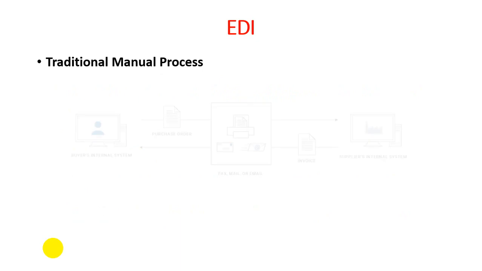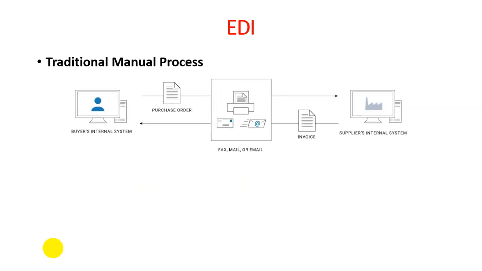Traditional manual process. So what was the traditional manual process? If a buyer's internal system wants to purchase some product from the supplier's internal system, they can provide a purchase order through fax, mail or email. Then the supplier will verify the order against what is available in the warehouses.